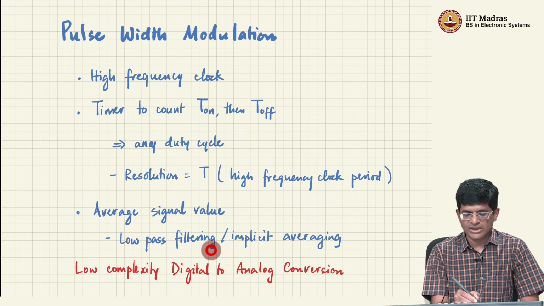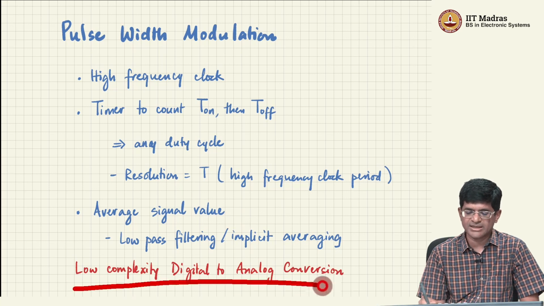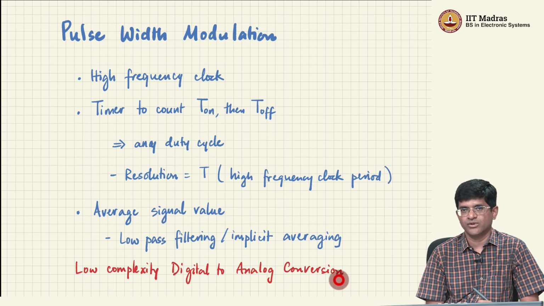Okay. So this average signal value is what we want, what we get at the output, and the interesting thing is, without having any analog circuitry, I have managed to get a very low complexity digital to analog conversion. I have managed to create an output signal that basically looks like an analog signal, right, without having to go through an actual analog process, right.